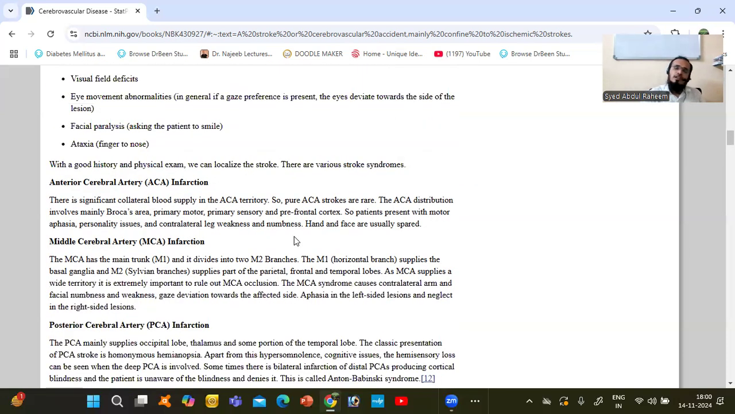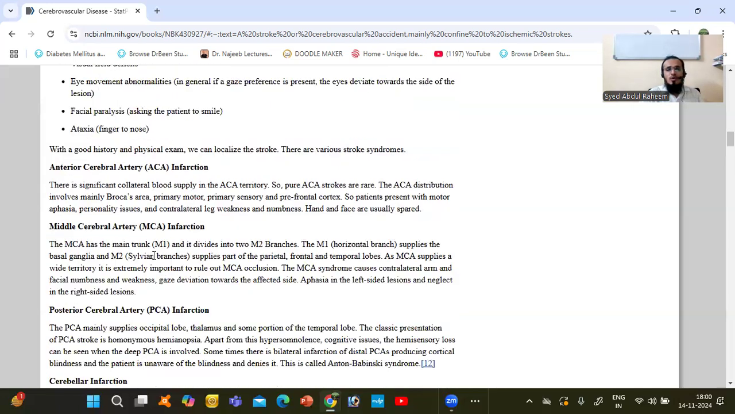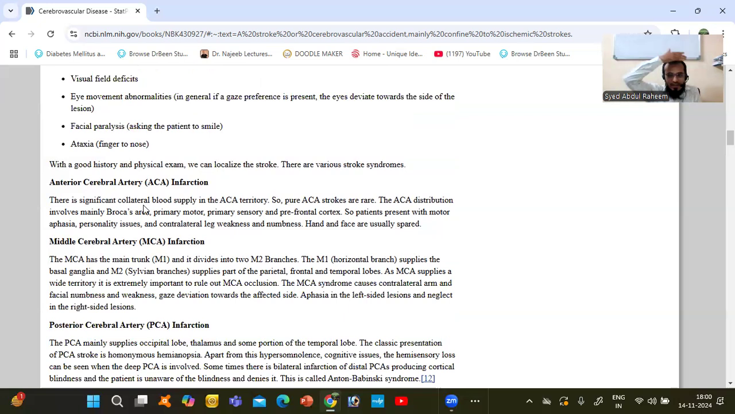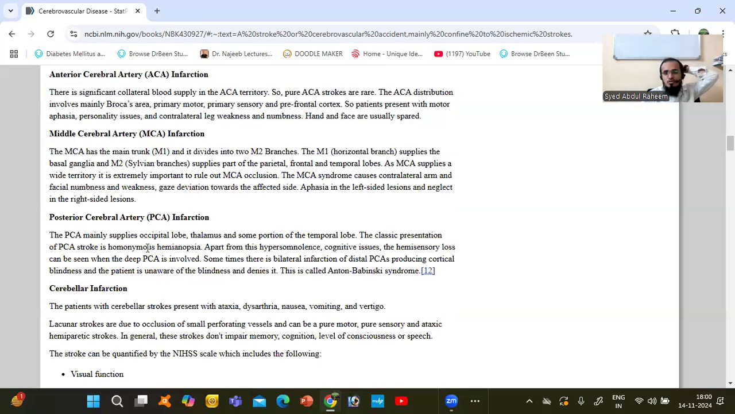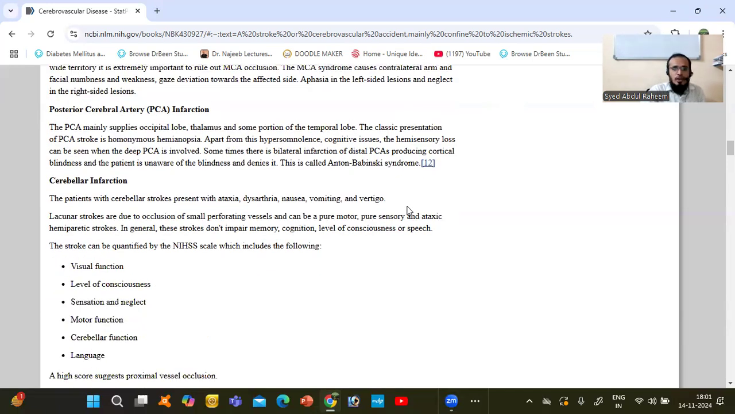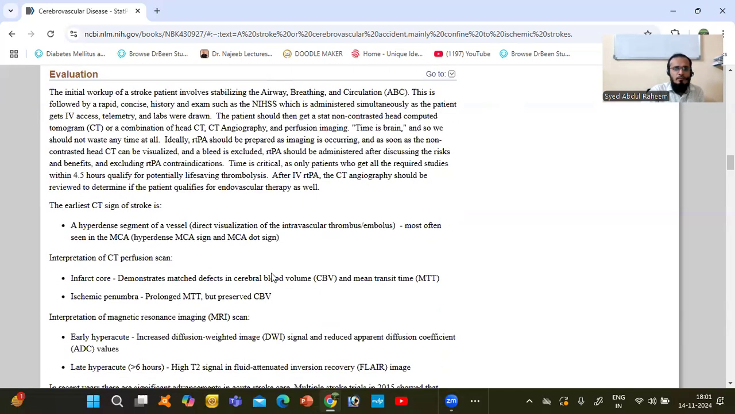So mostly we have three arteries in the brain: ACA, anterior cerebral artery, MCA, middle cerebral artery, and PCA, posterior cerebral artery. If the frontal area is affected, we call it ACA territory infarct. If the middle cerebral artery is affected, it is a middle cerebral artery territory infarct. PCA, posterior cerebral artery infarct. Whichever artery is affected, the localized brain tissue will be damaged, and you will get to know it from the symptoms of the patient. Okay, so these are the things you have to remember.